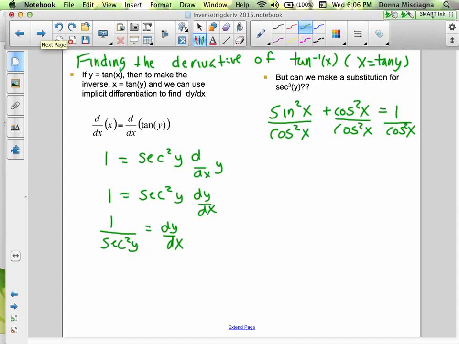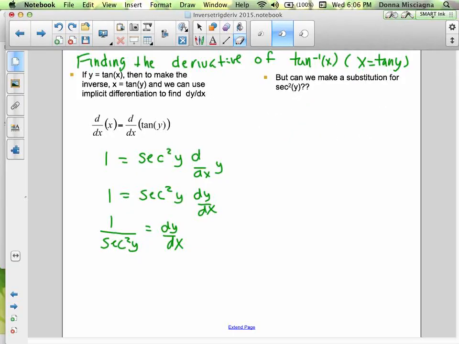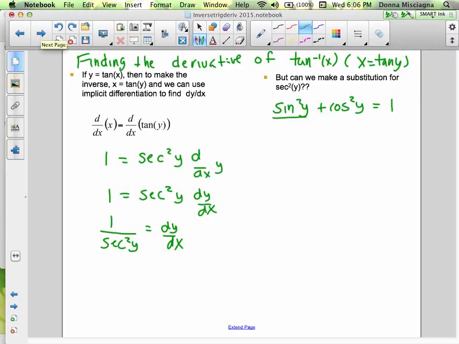Or in this case, secant squared y is, oops, we have the wrong variables in here. I'm so used to x's. Here, I'll just erase it. There we go. Sine squared y plus cosine squared y equals 1. And like I said, I only know one equation, and we want secant, which is the reciprocal of cosine, so we just better divide everything by cosine.